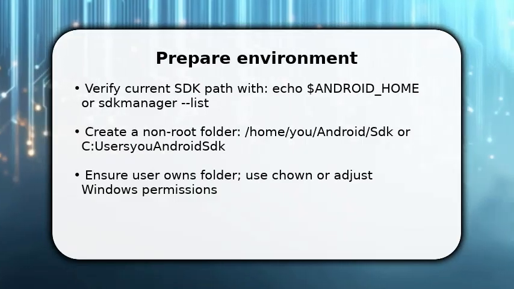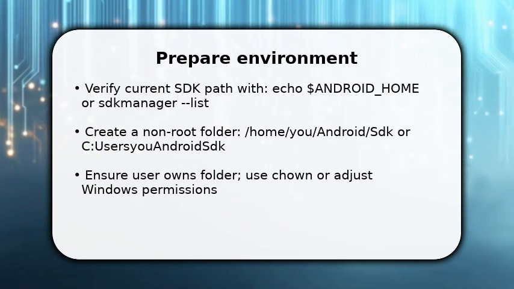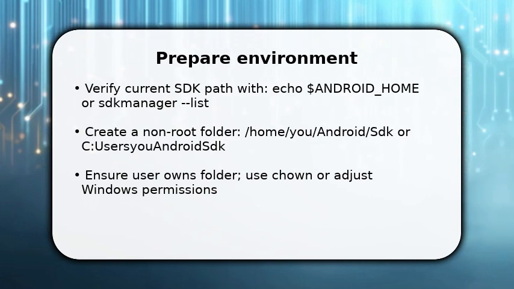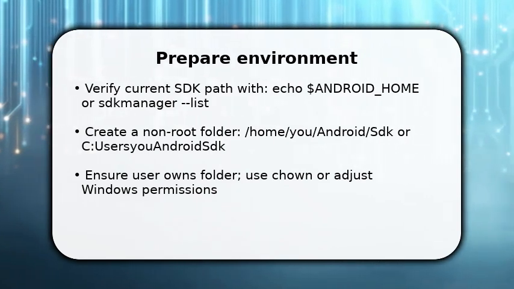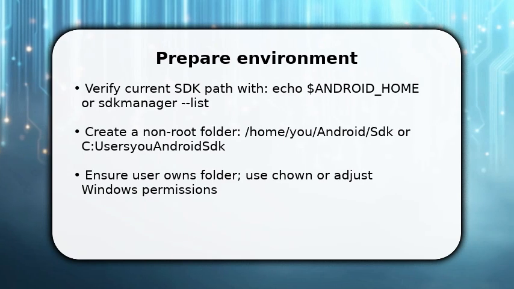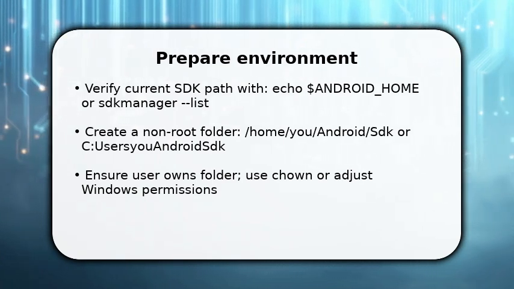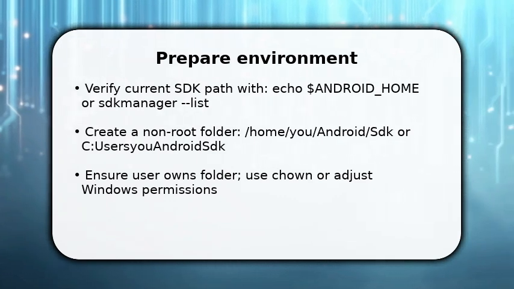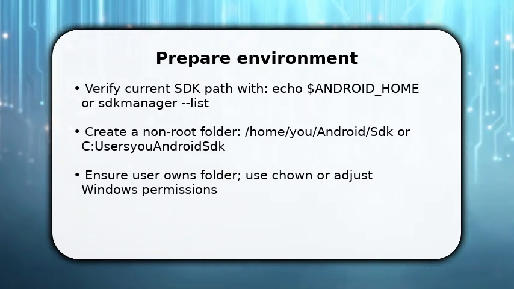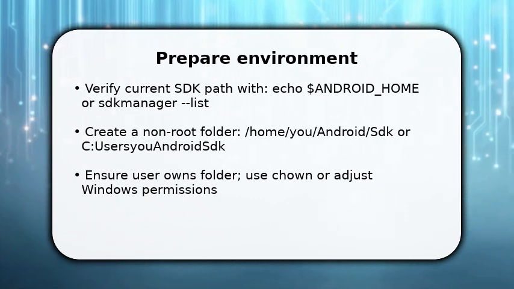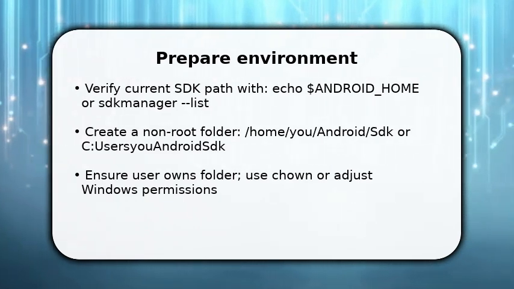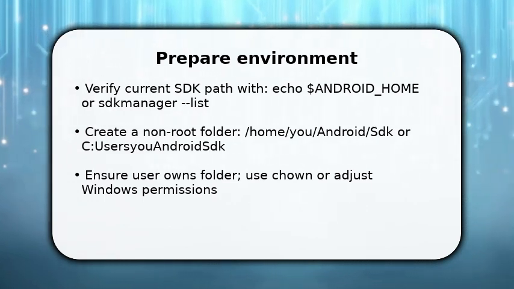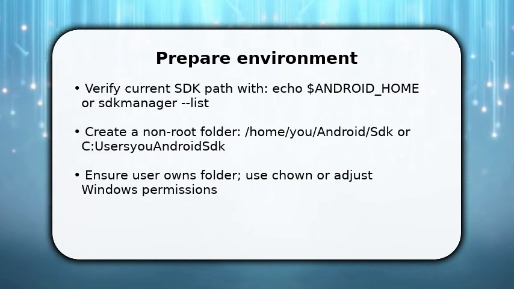You begin by confirming where the SDK is currently pointed so you know what to change. Check ANDROID_HOME or run sdkmanager --list. Once you see the root path, create a new folder in your home directory, such as /home/u/android/sdk or C:/users/u/android/sdk. Make sure you own that folder. Change ownership or permissions now so later steps won't fail. This avoids placing the SDK at the filesystem root, which Android tools forbid, and it prevents permission errors during installs.